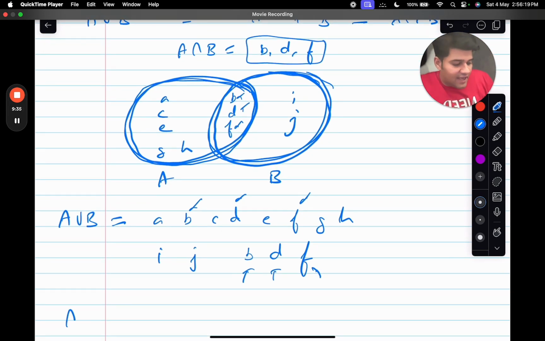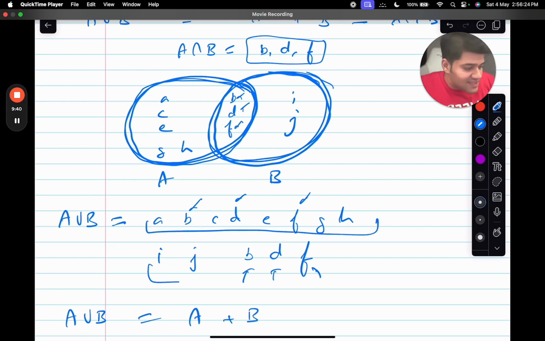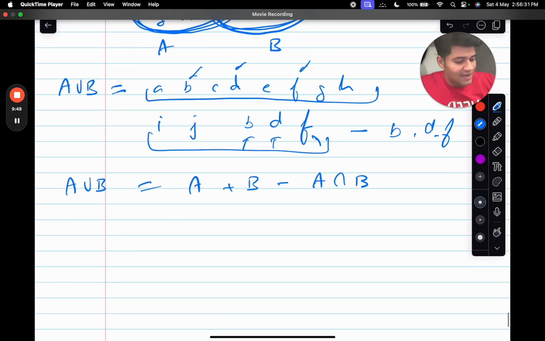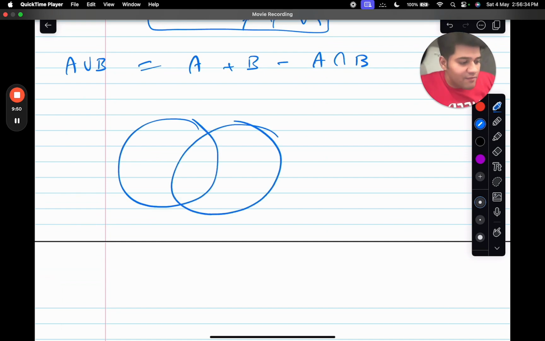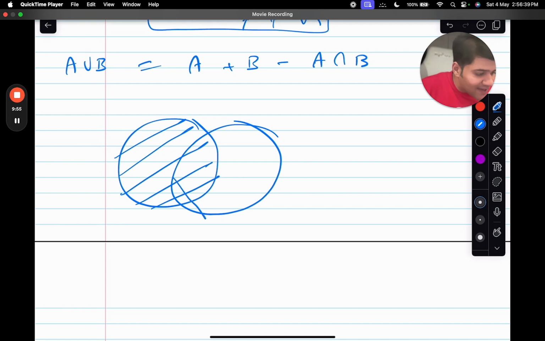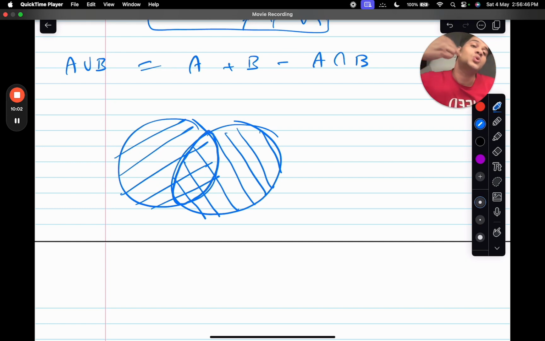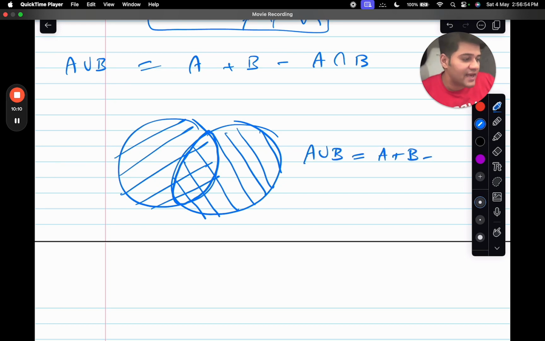So I can say A union B is A, which is this, plus B, which is this, minus BDF, which is the intersection. Why? Again, if you have not understood it, take a look again. When you pick the entire A and you add the entire B to it, you have to see that this part here, which is the intersection, got picked twice, as a part of A as well as a part of B. So you have to subtract it once. So that is why we get A union B, A plus B minus A intersection B.